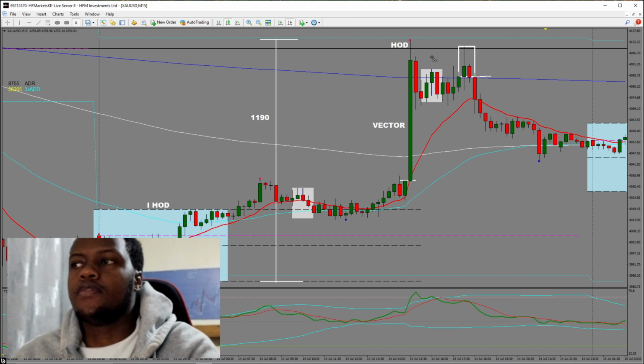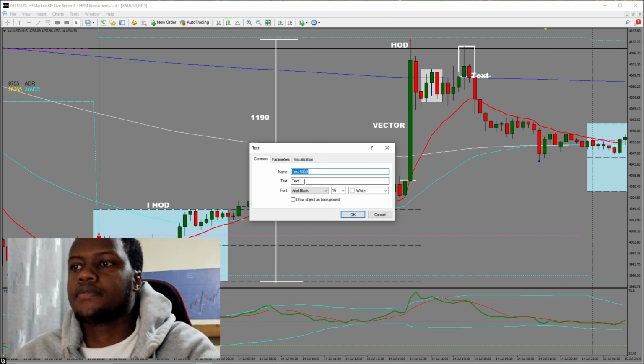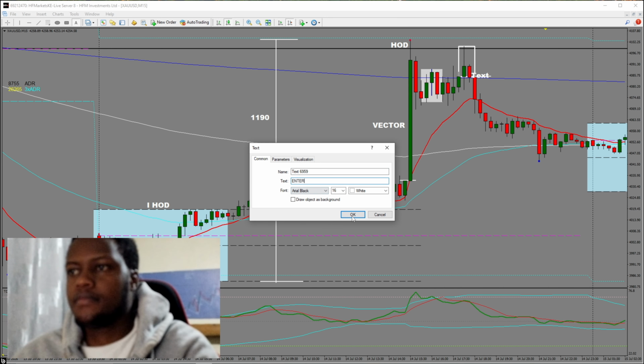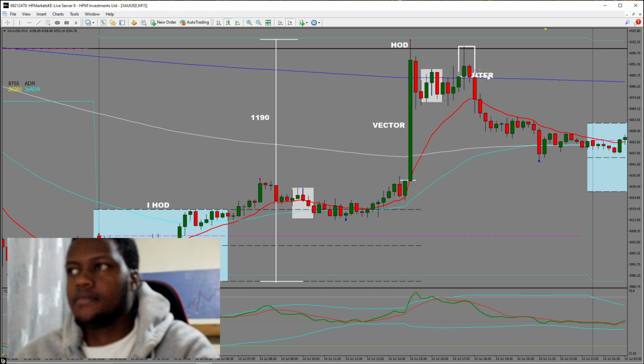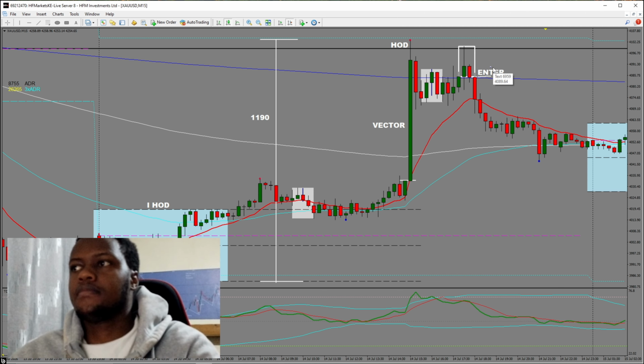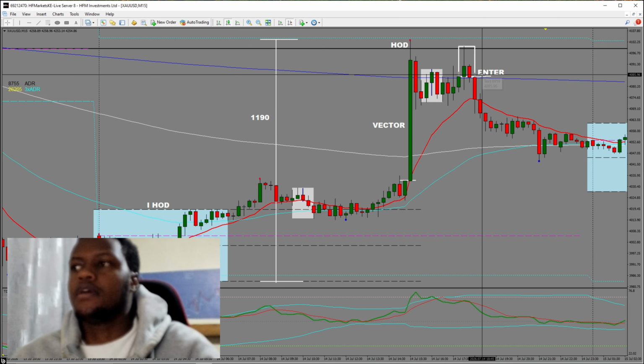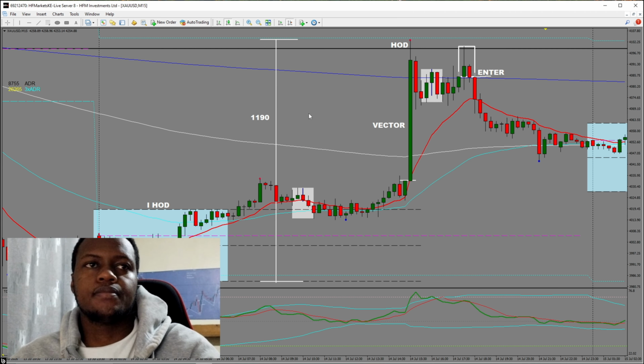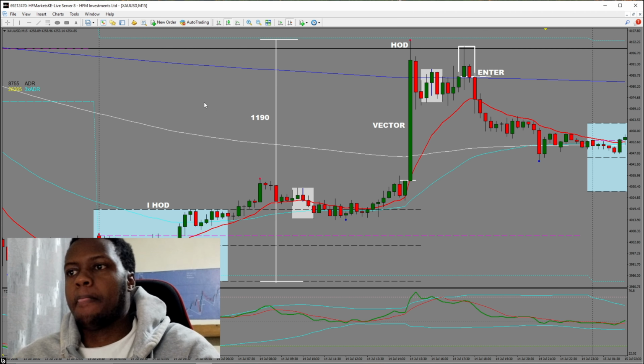Would have ended after the railway tracks. Right there, and you can now target the blue tracer. I'm sorry, the 200 EMA. It gave us 300 points. So it's not a bad trade.